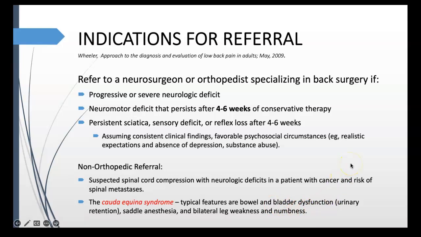So all of this to say, I want to thank you for listening. We're going to go through some evidence-based articles in class, which will also help drive home our treatment decision making. But for now, this concludes the lecture on the pathologies that can occur to the spine.